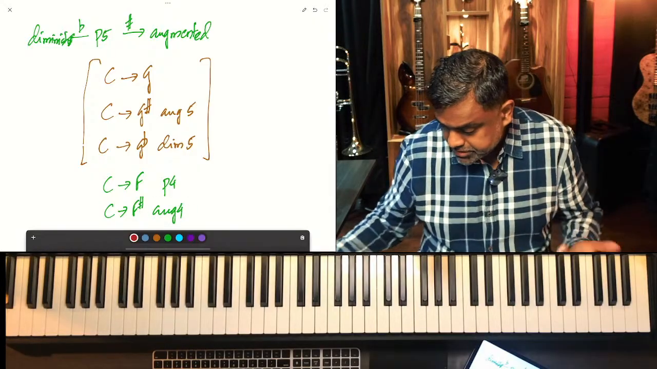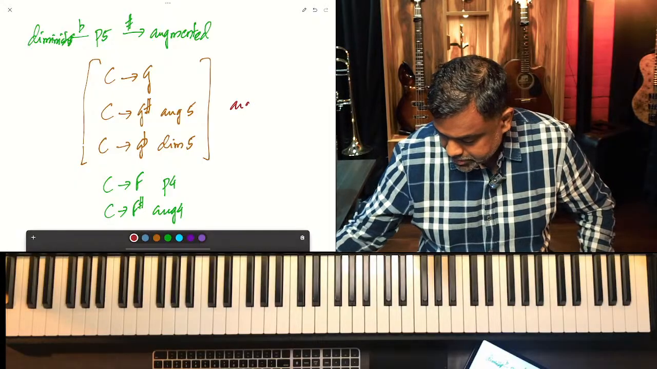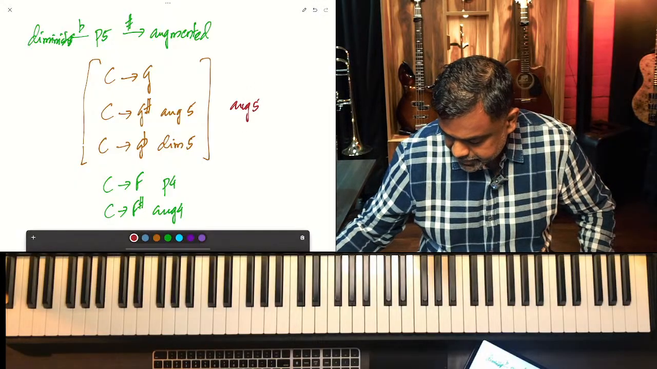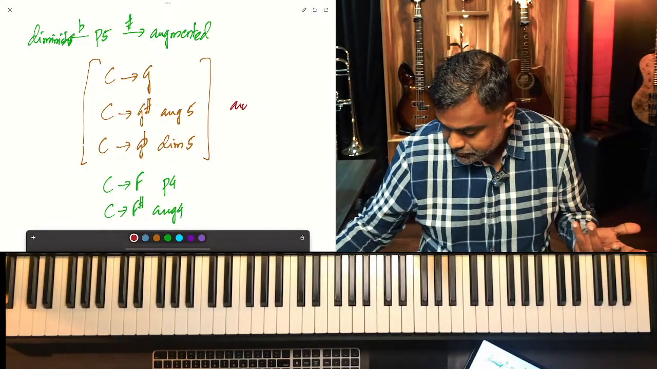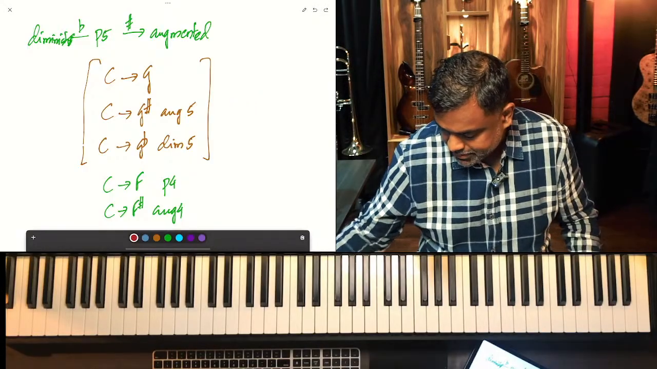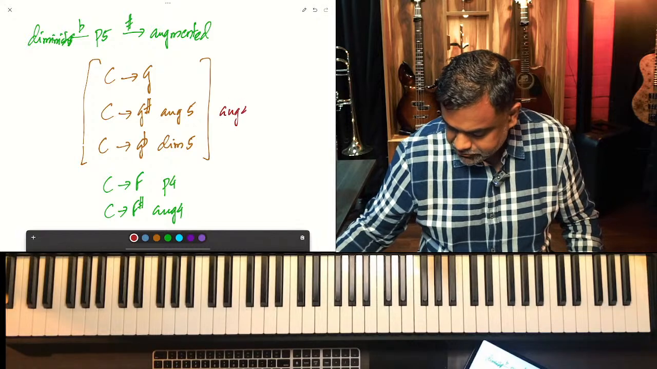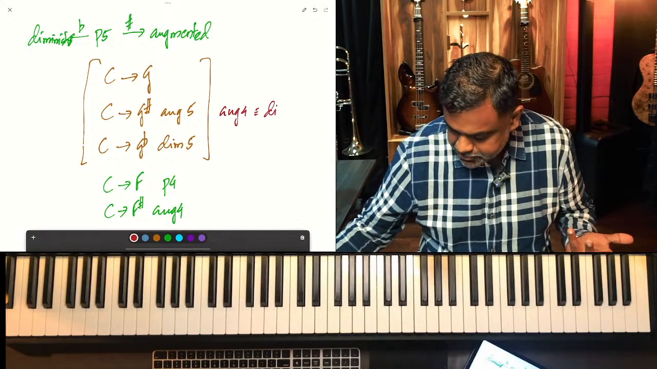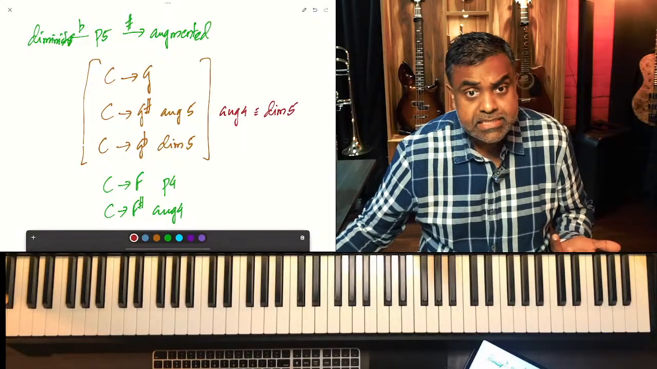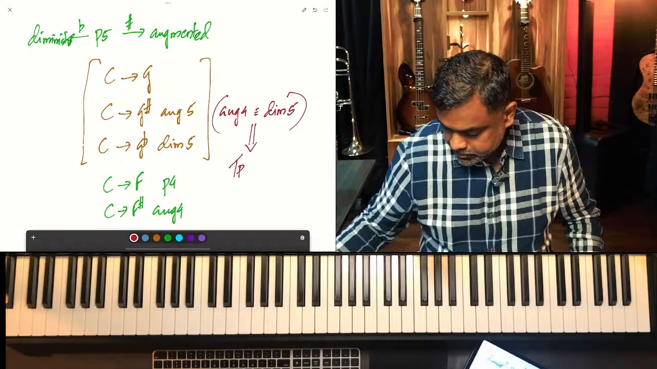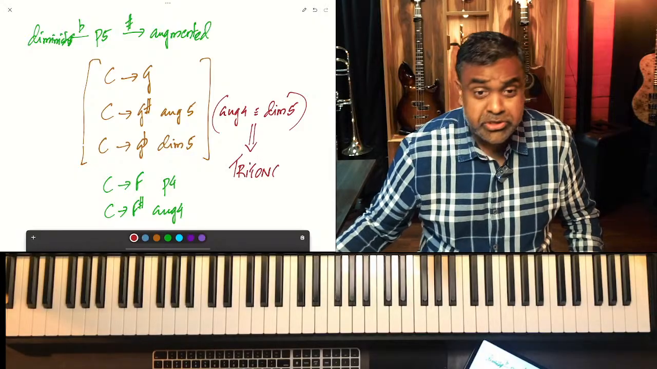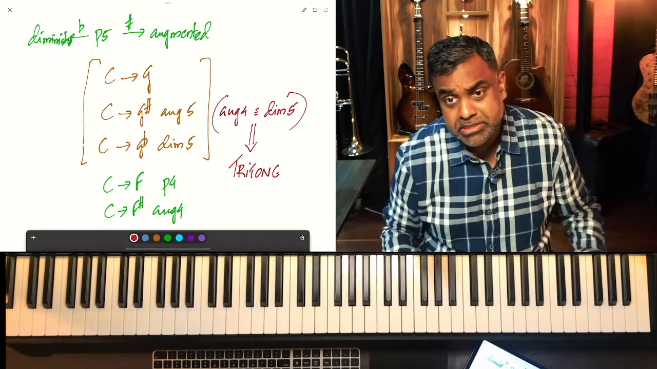Another way to put this forward for you would be: augmented fifth is the same... augmented fourth. Let me write that again. There we go. Augmented fourth is the same pitch, the same thing as a diminished fifth, and we collectively call this the tritone. So how do you remember an augmented fourth, diminished fifth, or tritone?